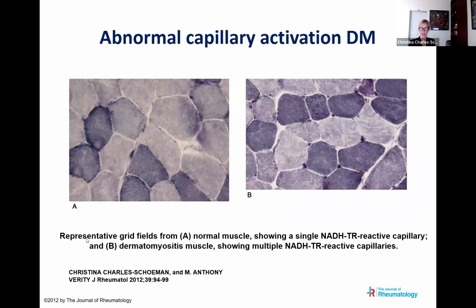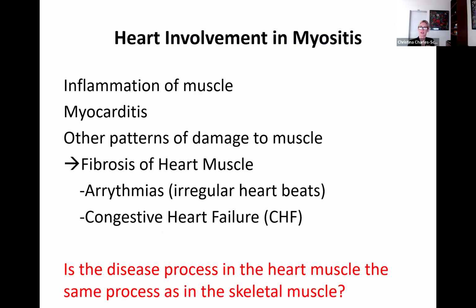We looked at another stain called NADH-TR. Again, here's this little purple guy. This is a capillary there, normal, the stain will light up. But here in panel B, DM, look at all these black dots. Abnormal capillary activation. Okay, so again, getting back to our question, in myositis, can the disease process in the heart be the same as the skeletal muscle?